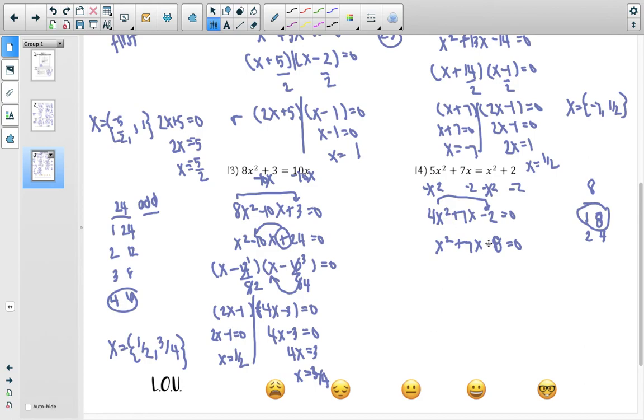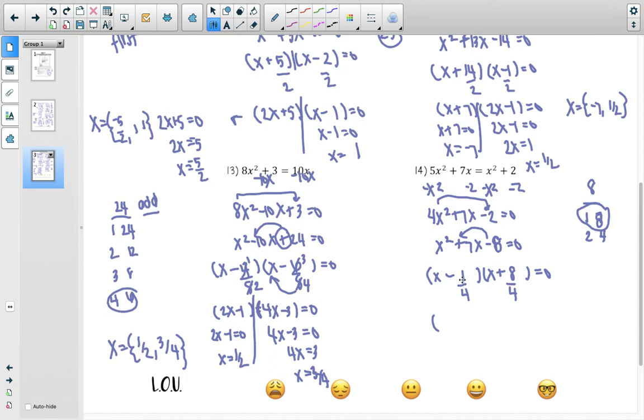Since this is negative, one of them has to be negative, and one has to be positive. Since the last symbol is negative, the first symbol is positive, that means the larger factor is going to be positive. So we get this, which is correct. Negative 1 times 8 gives you negative 8, and negative 1 plus 8 gives you 7. We have to undo what we did.